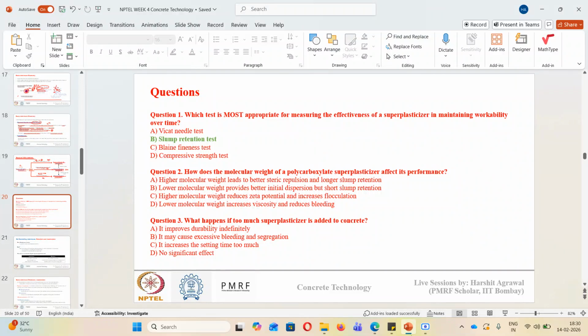Question number two: how does the molecular weight of polycarboxylate superplasticizer affect its performance? So think about the two mechanisms of dispersion we talked about. One was steric hindrance and one was electrostatic repulsion. Steric repulsion or hindrance, anything you can say.